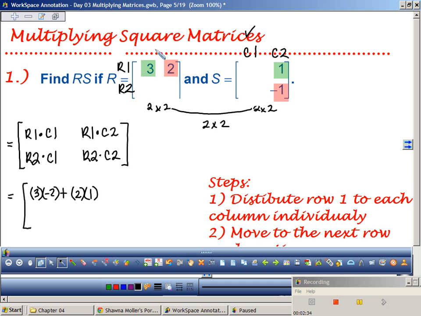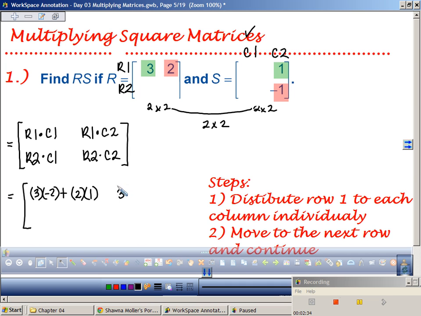Okay, so I would multiply 3 times 1 plus 2 times negative 1. The reason I write it all out is you get really confused when you're multiplying and adding at the same time. So I suggest you just write it out. Okay, so now I'm done with row 1 completely, right? I hit C1, I hit C2, I'm done with row 1 completely. Moving on to row 2.